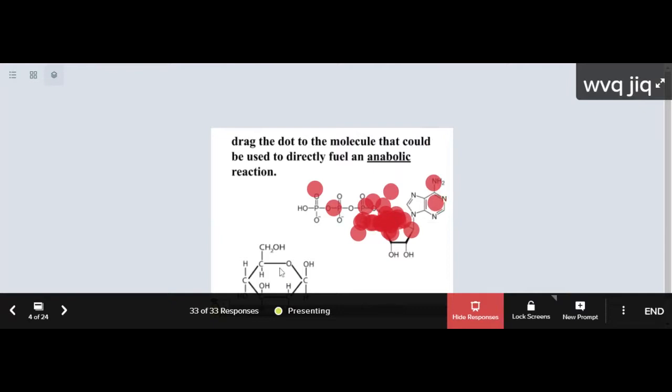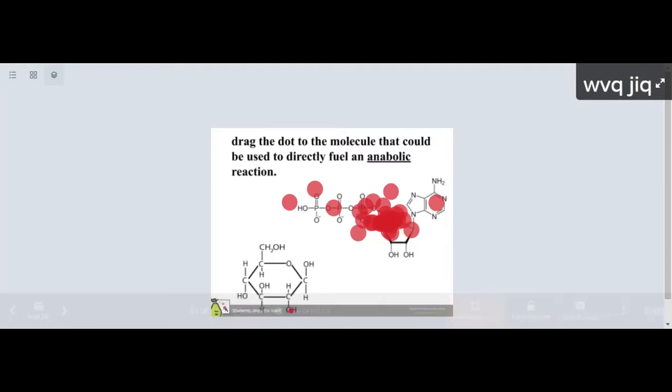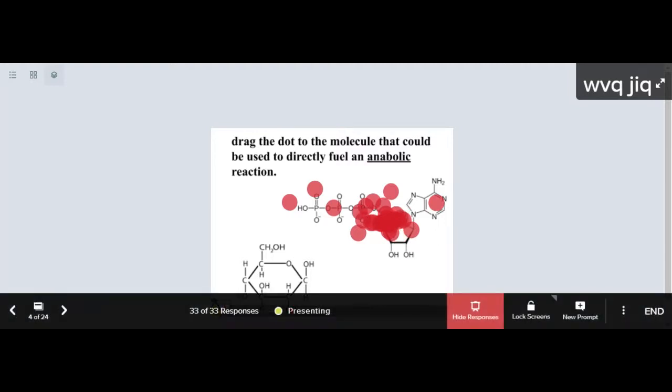Glucose doesn't work that way. If you break glucose, all you have is a broken glucose. You don't have the type of energy release and the type of loose phosphate that we're going to talk about that is so useful to get an anabolic reaction going.